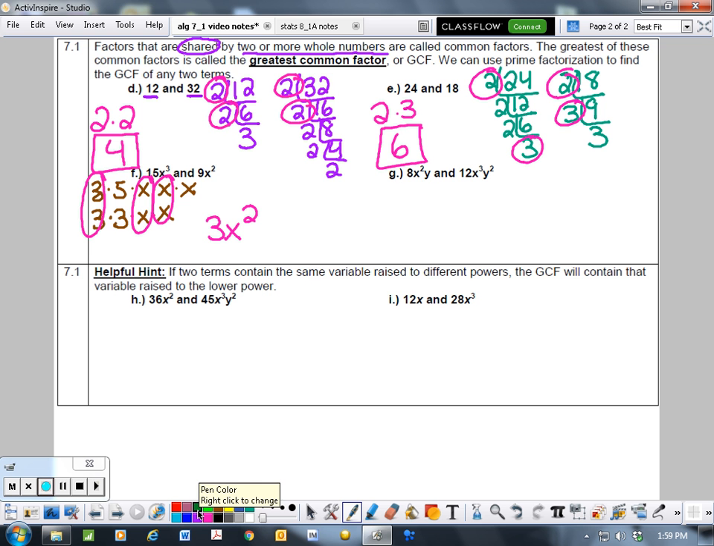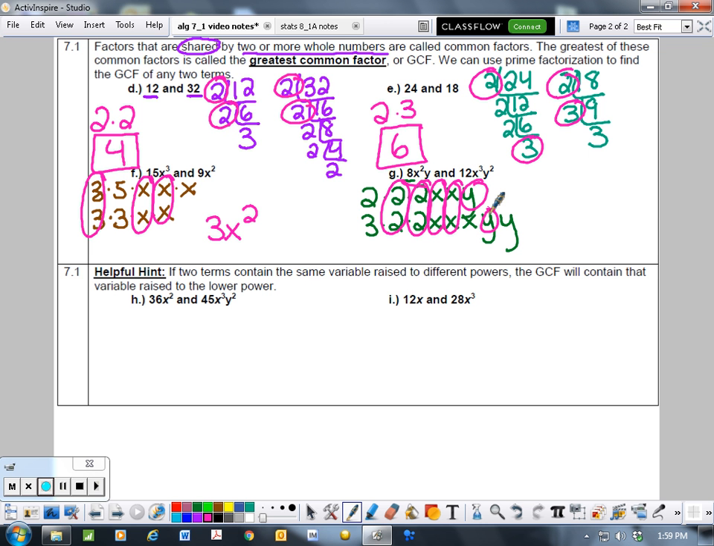So let's see, 8 is 2 times 4, 4 is 2 times 2, 12 is 3 times 4, and that 4 is 2 times 2. And then again, we look at what's common between them. We have some 2s, some x's, and a y. That means my greatest common factor is 2 times 2, which is 4. We've got 2 x's in common and 1 y in common.